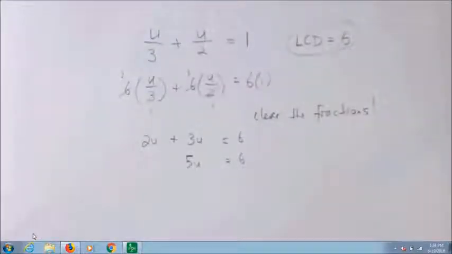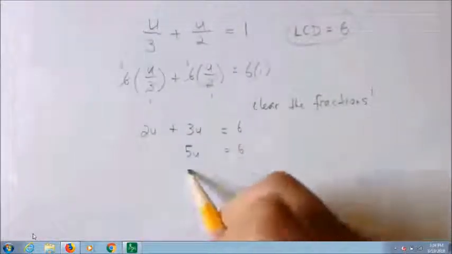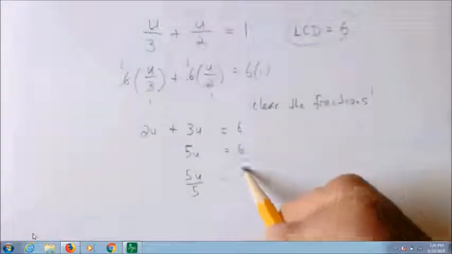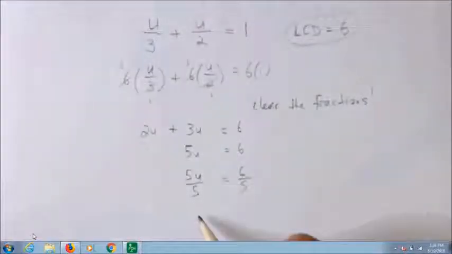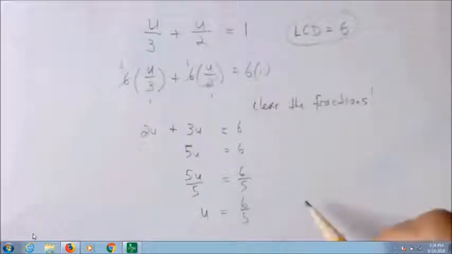How do you get rid of times 5? You do the opposite, so divide by 5. So 5u divided by 5. Do the same thing on the other side: equals 6 divided by 5. So u equals 6 divided by 5. Or, if you're going to use decimals, just take your calculator, 6 divided by 5, you get 1.2.